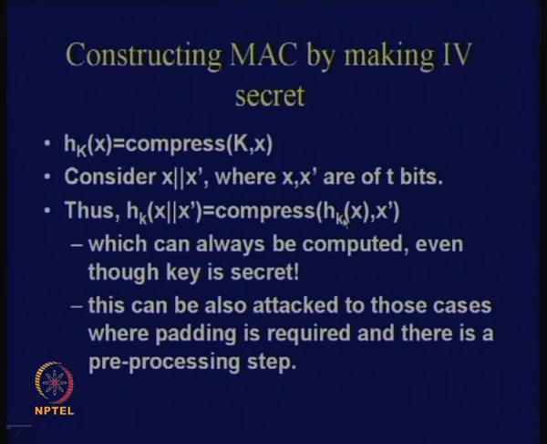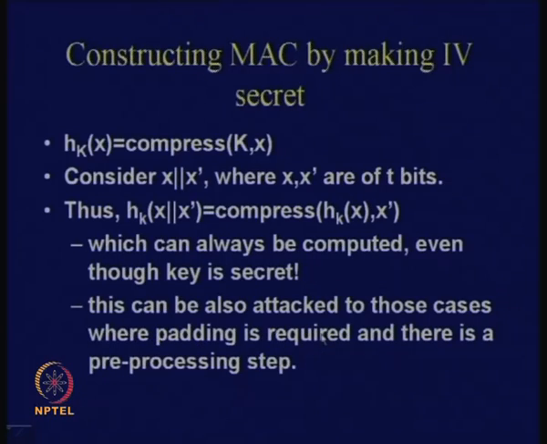So on the right hand side you already know the value of h(k||x), and you also know the value of x dash. Compress being an unkeyed operation, you can easily compute the corresponding output and obtain the value of h(k||x||x dash). Here the attacker has not used the knowledge of the key at all. What he has used is a previous MAC computation. So given this construction, it is clear that this is not good, since it can always be computed even though the key is secret.